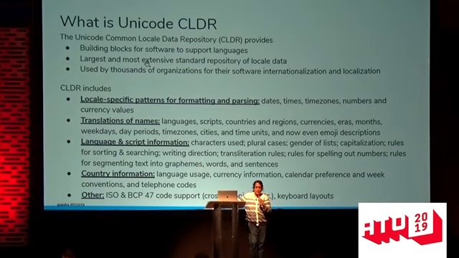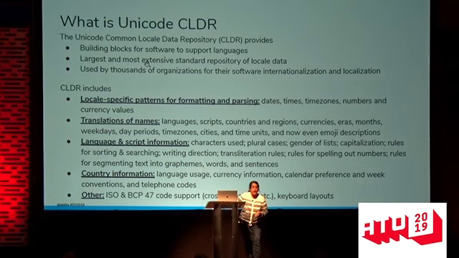Like, for example, in the US, we use month, day, year. In European locales, day, month, year is used, right? So these are all patterns that change across different locales and languages and countries. And this comes out of the box for you. You don't have to think about it. Just use this data set and it comes out of the box.